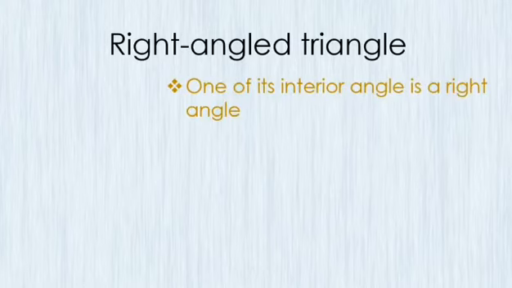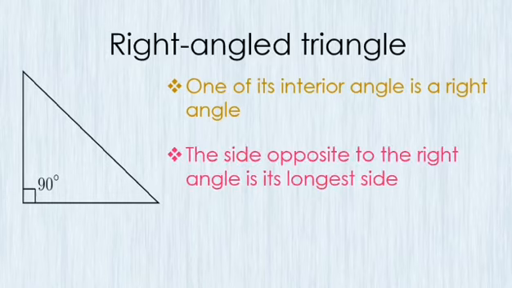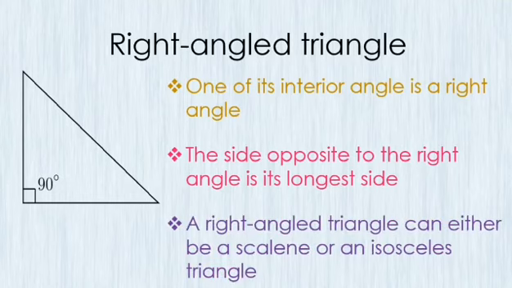The fourth type of triangle is the right-angled triangle. One of the angles of this triangle is a right angle. I mean that one angle of a right-angled triangle is always of 90 degrees. The side which is opposite to the right angle is the longest side. An important thing to mention here is that a right-angled triangle can either be a scalene triangle or an isosceles triangle.